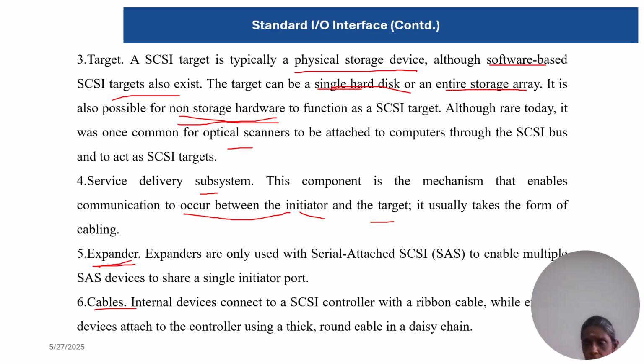And then cable. The internal devices connect to a SCSI controller with a ribbon cable. So this means that inside the system, the components will have the connection through the ribbon cable. If they are outside, then the cable will be a daisy chain.